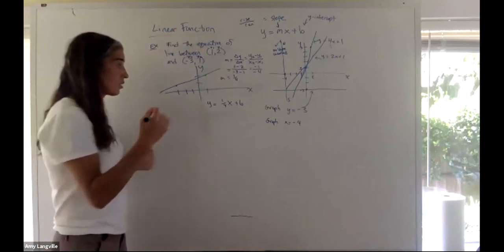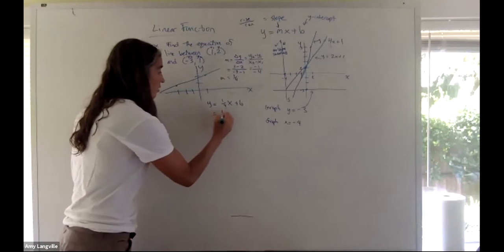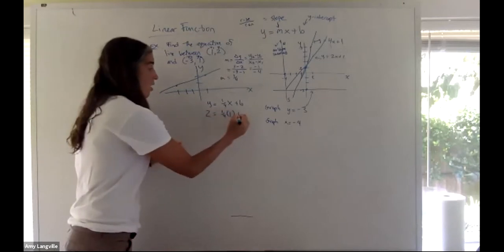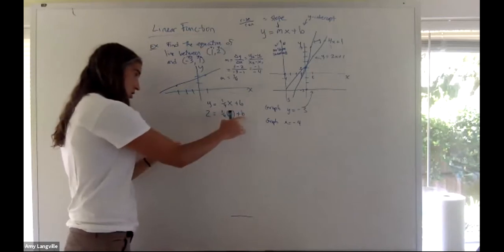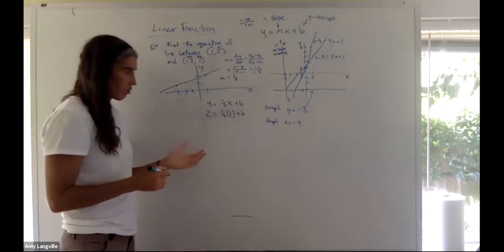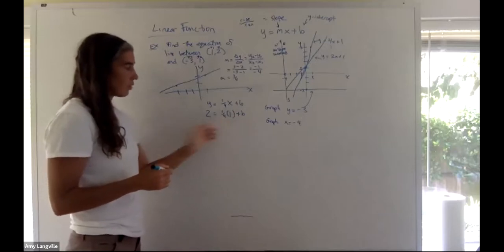Choose that one to plug in. This is a point that lives on the line. So when x is 1, y is 2. Now I have 1 equation and 1 unknown, and I can solve it. On the pretest, you saw that you got to practice solving this equation.